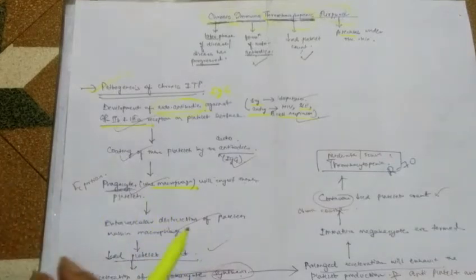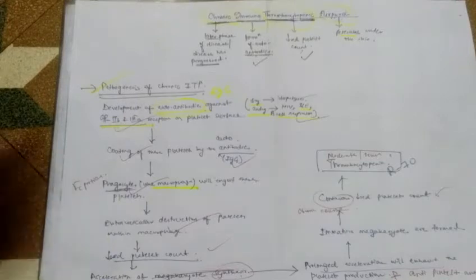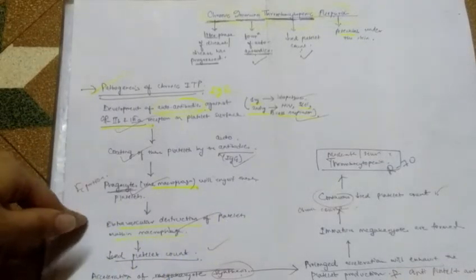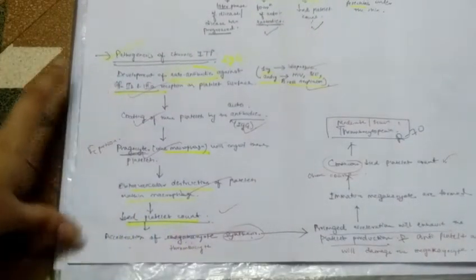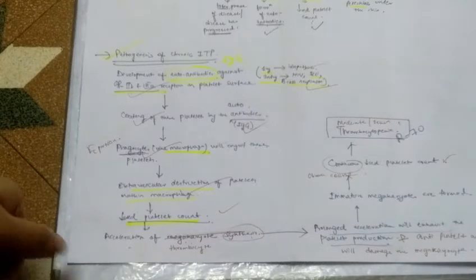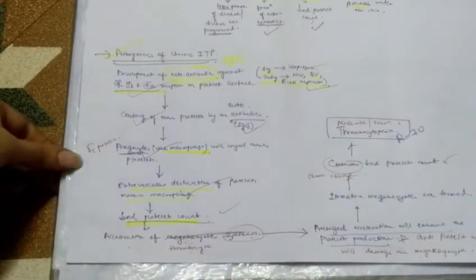Next, after the engulfment of the platelets by the phagocytes, there will be extravascular destruction of the platelets within the macrophages. Finally, what is going to happen? There will be destruction of the platelets, so there will be decreased platelet count, correct? Next, to compensate for this decreased platelet count, there should be an increased platelet count, isn't it? So there will be acceleration of thrombocyte synthesis, correct?